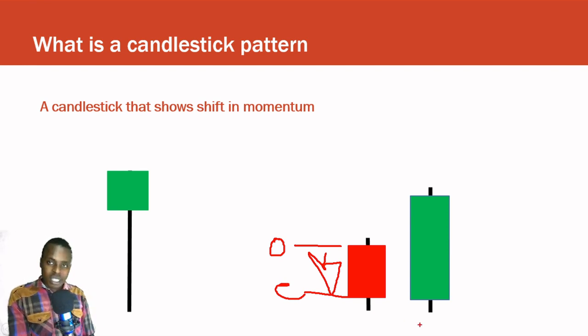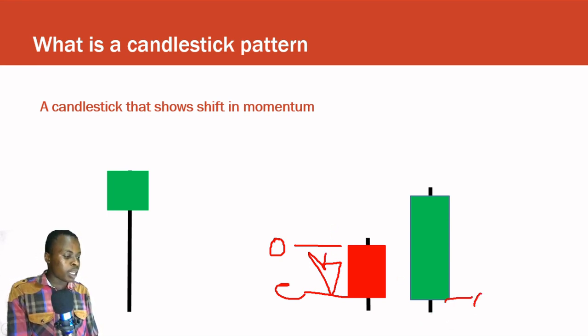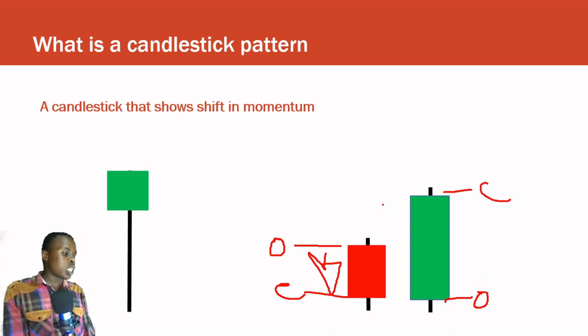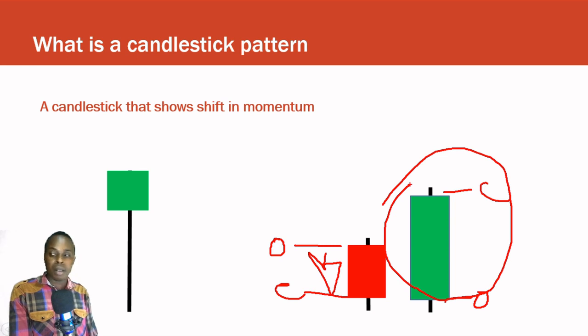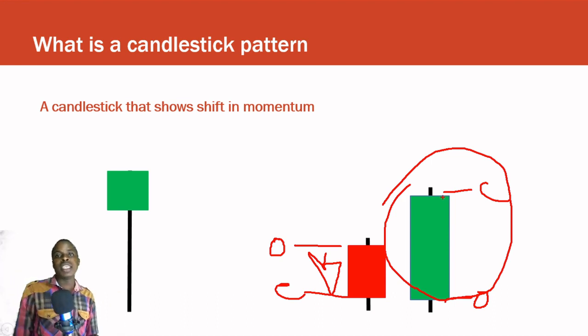And then on the next 5 minutes, so let's say we're trading on a 5-minute time frame. This was the first 5 minutes. On the next 5 minutes, what happened is the market opened right here, right? And closed above. Now it shows that in the next 5 minutes, there are now more buyers than sellers, and the market is likely to shift momentum.